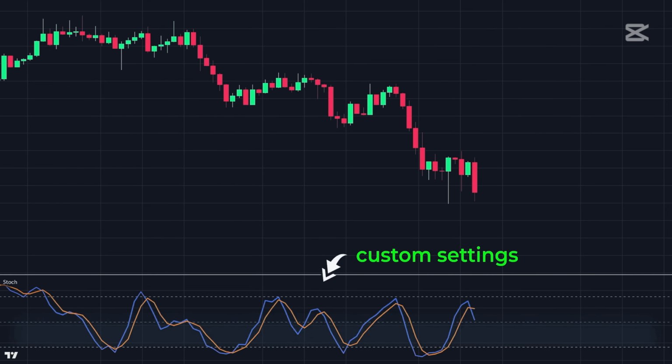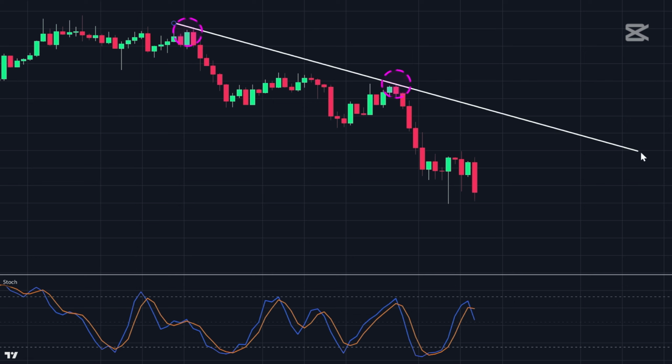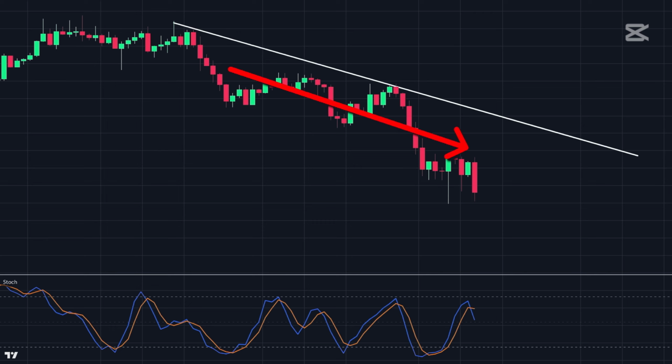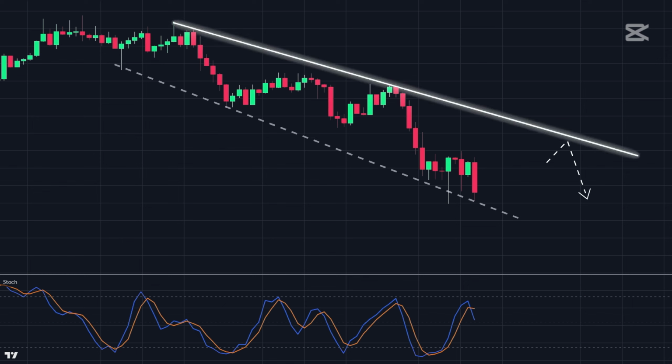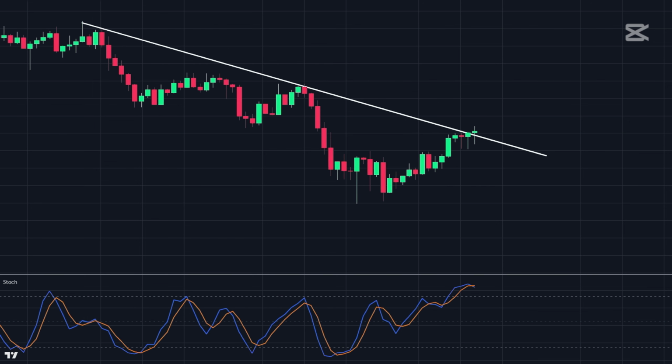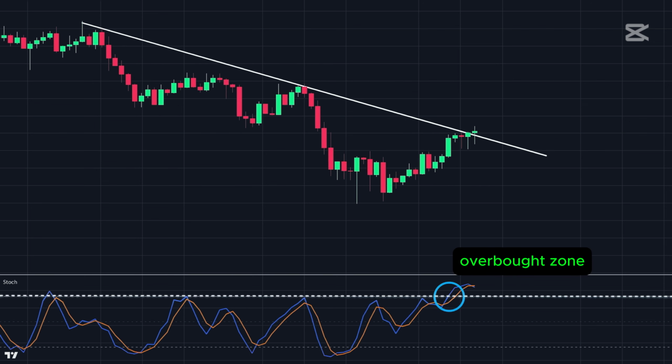In this chart, I have already set up the stochastic with custom parameters. We can see a clear trend line connecting the swing highs, so I will draw it. Since the overall trend is down, we expect the price to drop from the trend line. Therefore, we only need to draw the trend line above and do not need to draw one below. Next, wait for the price to approach the trend line while the stochastic moves into the overbought zone.